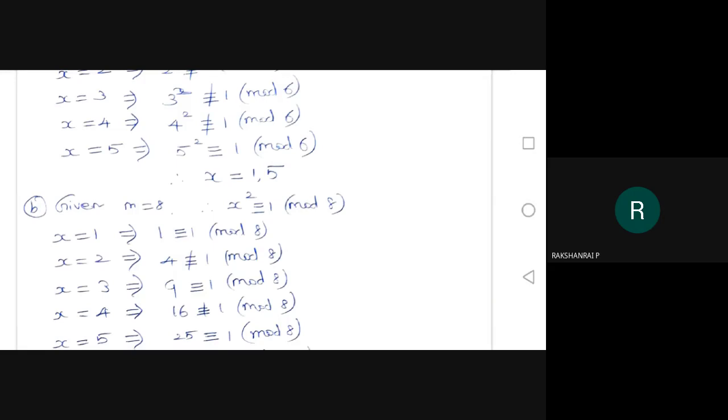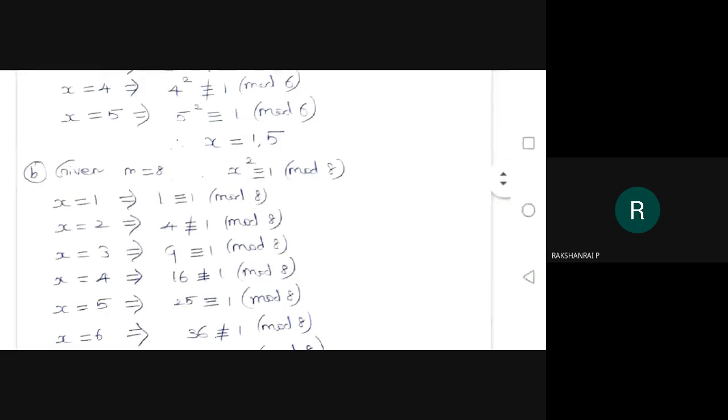Then next value 4. Putting x equal to 4, you get 4 square 16. So 16 is not congruent to 1 under mod 8. Then put x equal to 5. So 5 square 25. 25 is congruent to 1 under mod 8. Since 25 divided by 8 gives the remainder 1, 25 is congruent to 1 under mod 8.